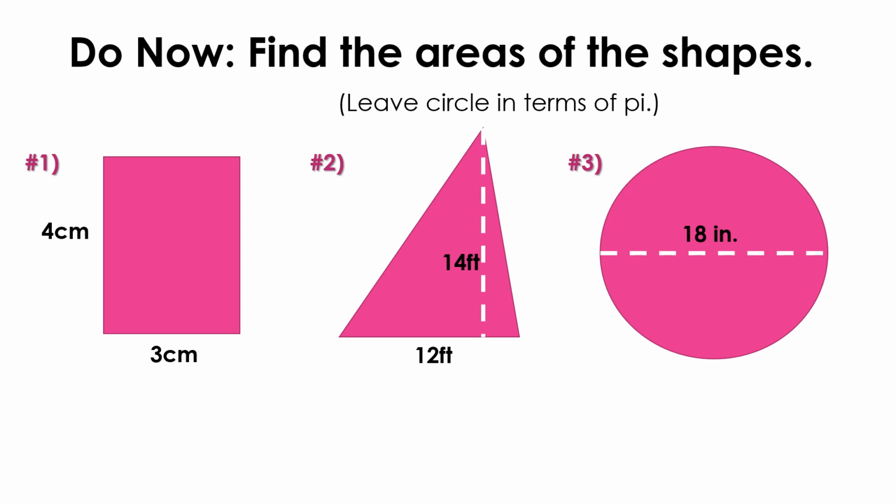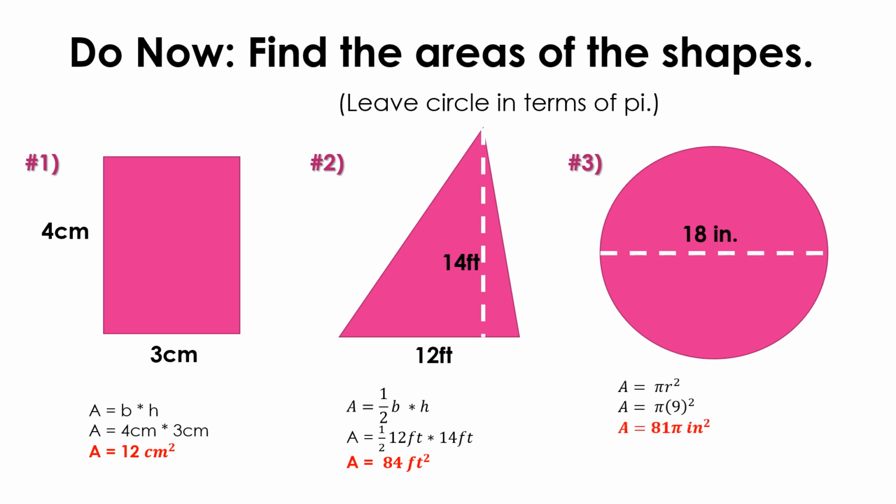All right, I'm going to show you the answers, so go ahead and pause if you have not done so yet. On number 1, it's just a rectangle, so we're finding base times height, and that's going to be 12 centimeters squared. On number 2, that's a triangle, so our area is going to be 1/2 base times height, and the base is 12, the height is 14, so our area will be 84 feet squared. And then on number 3, this is a circle. Make sure that we're finding the radius. So the area is pi r squared. The radius there is actually 9, so that would be 81 pi inches squared.